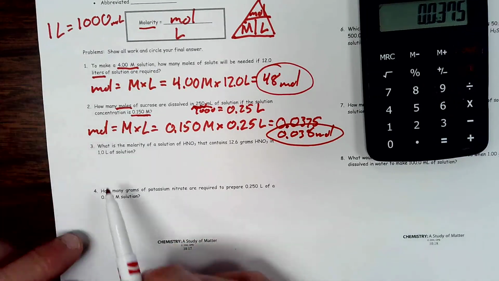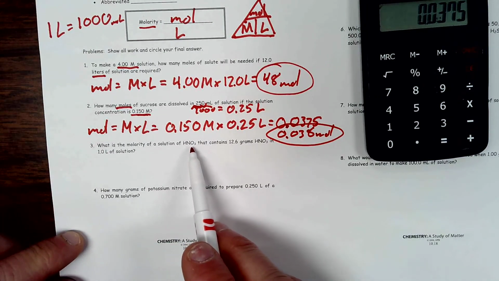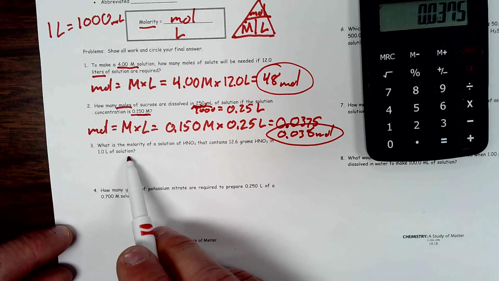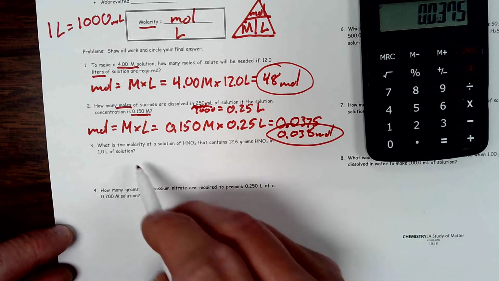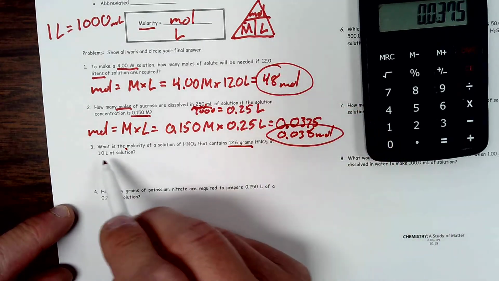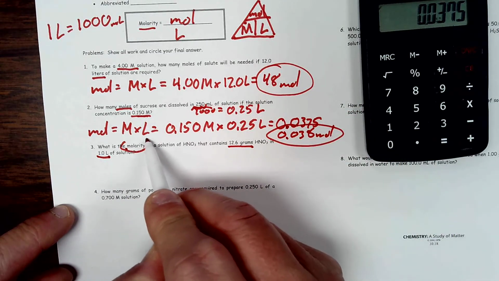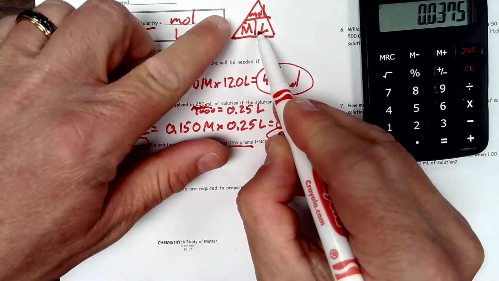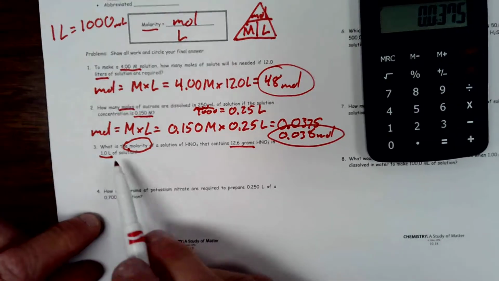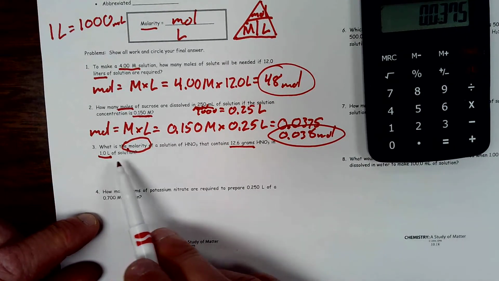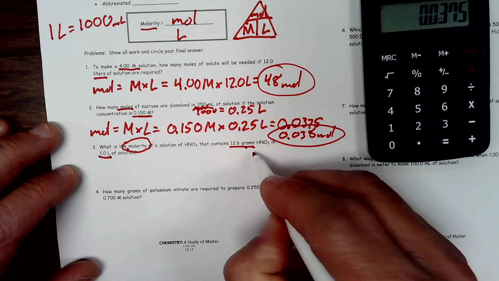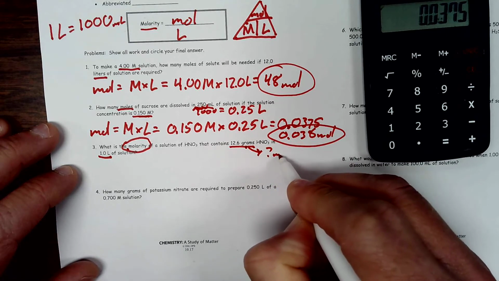Next question we're going to look at: what is the molarity of HNO3 that contains 12.6 grams of HNO3 in 1 liter of solution? So here it gives me grams, which is not on my equation, so I'll come back to that in a minute, and liters, and it wants us to find molarity. So if I cover up molarity, I see that I need moles over liters. I do have liters, but moles is not given. Instead, grams is given.